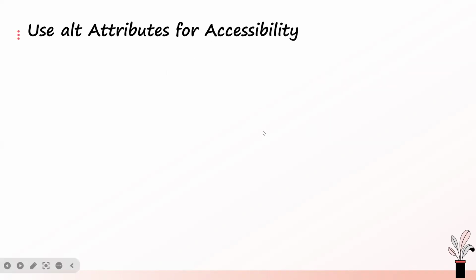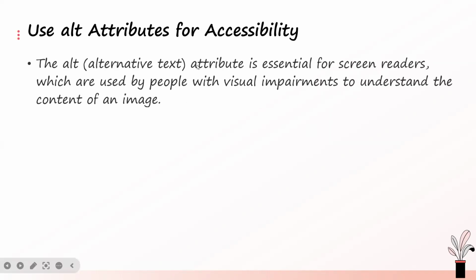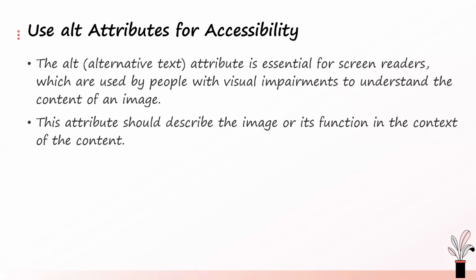So use alt attributes for accessibility. Always use alt attributes for accessibility. The alt attribute is essential for screen readers, which are used by people with visual impairments to understand the content of an image. So whenever you have an image, always include this alt attribute. Give it a very good descriptive text. This attribute should describe the image or its function in the context of the content. The value you give it should describe that image. What is the function? What is the image doing there?